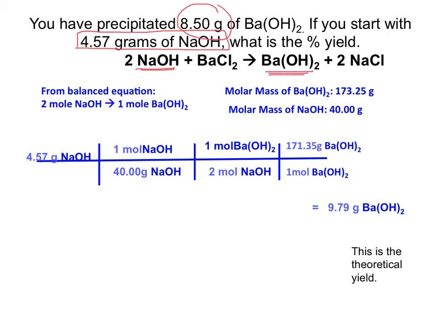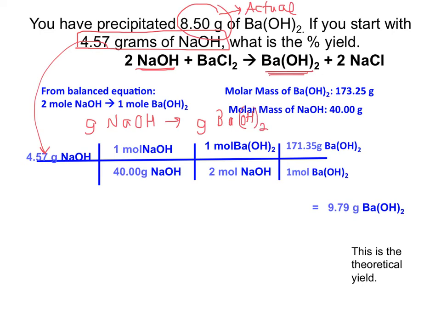Remember what the word yield means. It means product. So this 8.5 grams is the actual yield of the problem, not the 4.57 grams of sodium hydroxide. That is a reactant. And so that is what we would start the problem off with, because we're going to convert from grams of NaOH, which is a reactant, and then we'll take it to the grams of the product, the yield, which in this case was the barium hydroxide. So this is a mass-mass calculation.